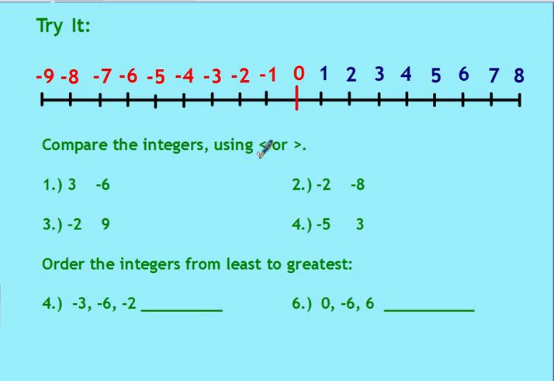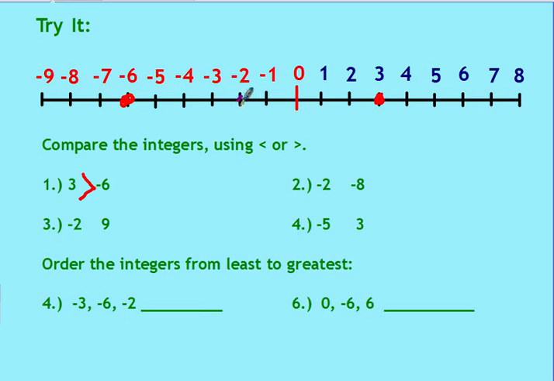Compare these integers using less than or greater than. 3 and -6. +3 and -6. So we can see the -6 is smaller and the +3 is greater. So 3 is greater than -6.